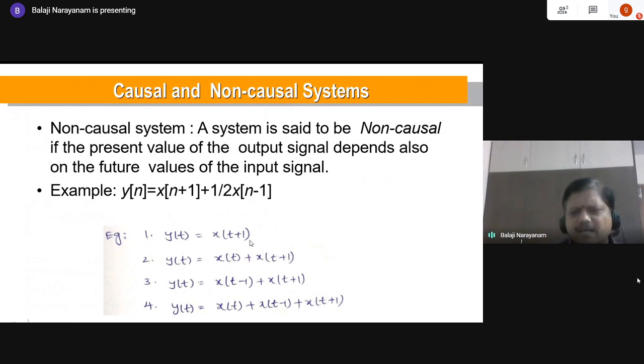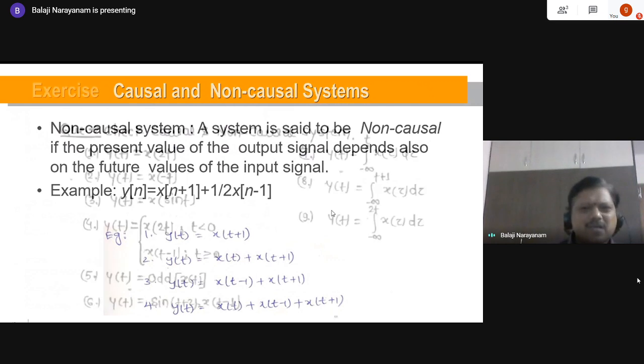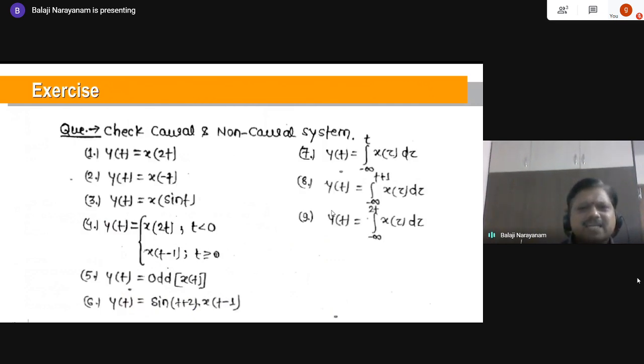So in all the four equations of the systems, you will find there is a common x of t plus 1 term, which clearly indicates that the output is dependent on the future input values. So we can easily identify a non-causal system if the output depends on the future input values. So here are 9 different examples of causal and non-causal systems.